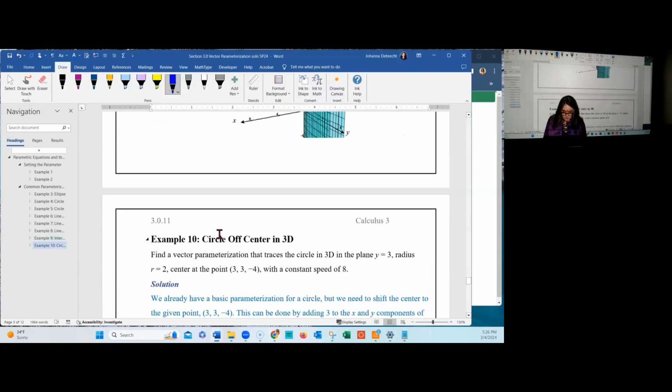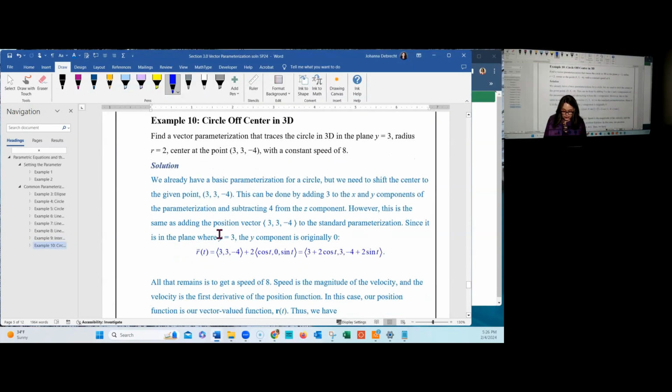Okay. We have one last example to work, which is a circle off center in 3 dimensions. So we want to find a vector parameterization that traces a circle in 3 dimensions, but in the plane where y equals 3. So if our origin is here, then y equals 3 would be 1 step, 2 steps, 3 steps to the right, and it would be the plane that is parallel to the xz plane. The radius is going to be 2 from the center, and the center is the point (3, 3, -4).